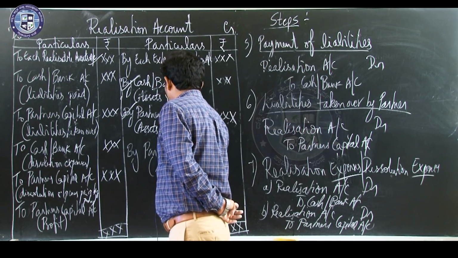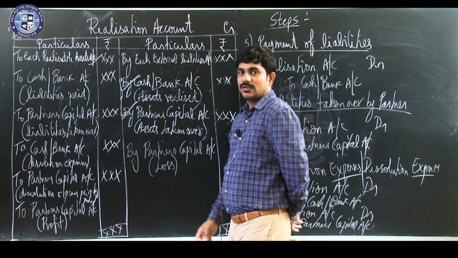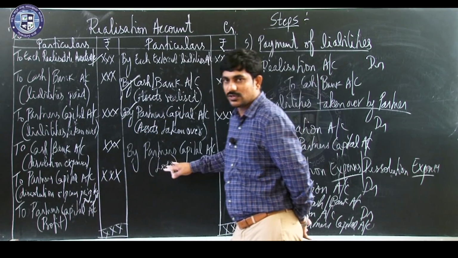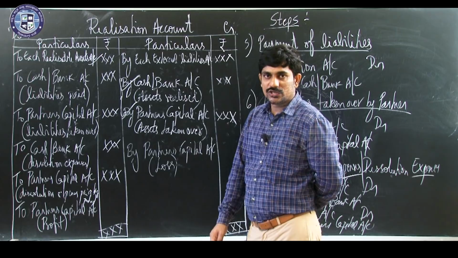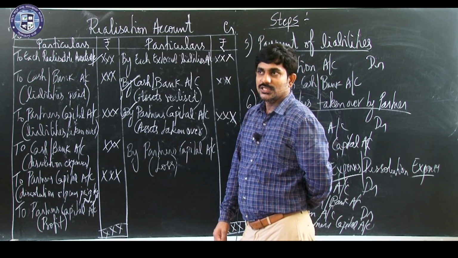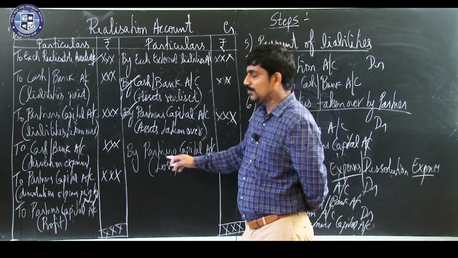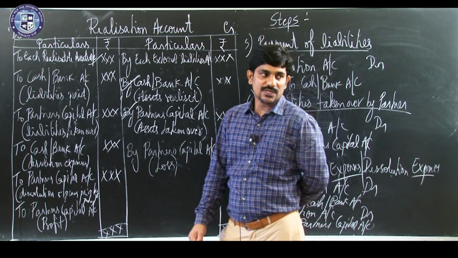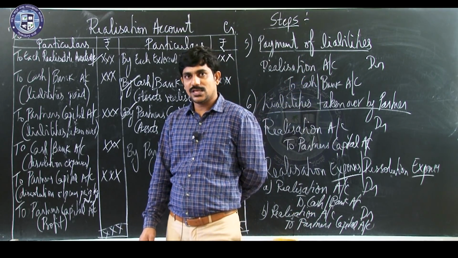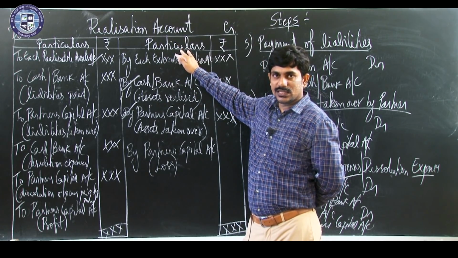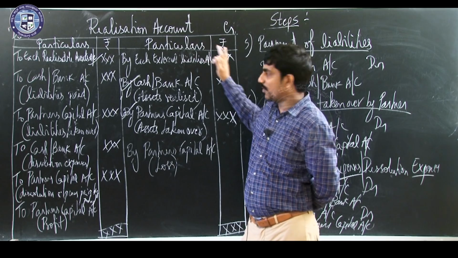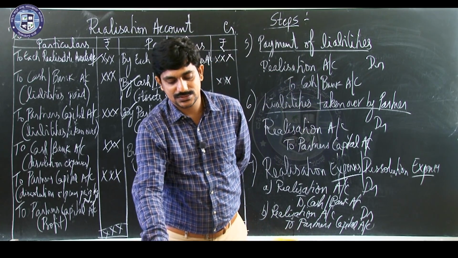Whether it is a profit or a loss, you have to distribute it among the partners according to their profit and loss sharing ratio, which is given in the problem. Clear? So, this way you need to prepare the realization account by following the 7 steps.